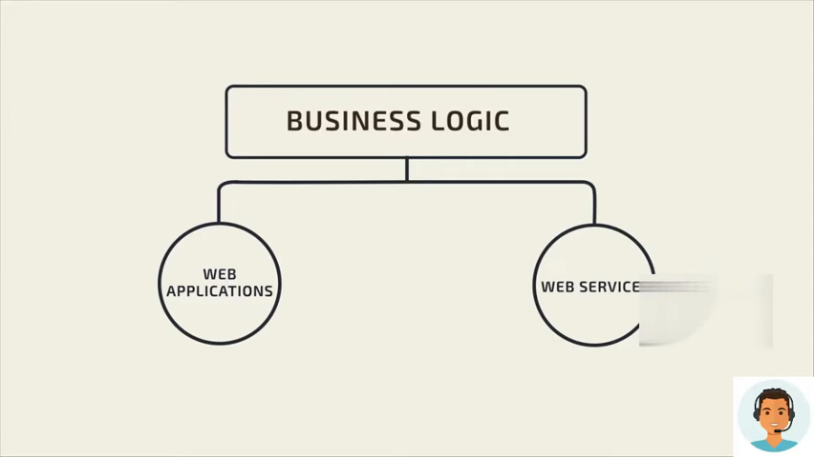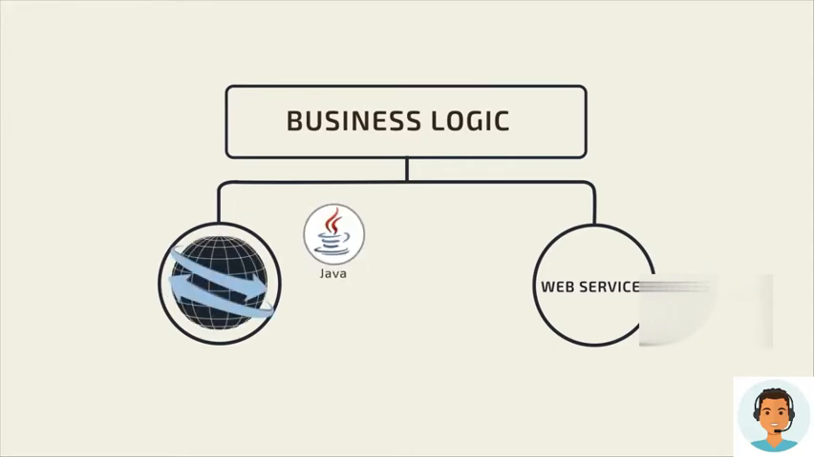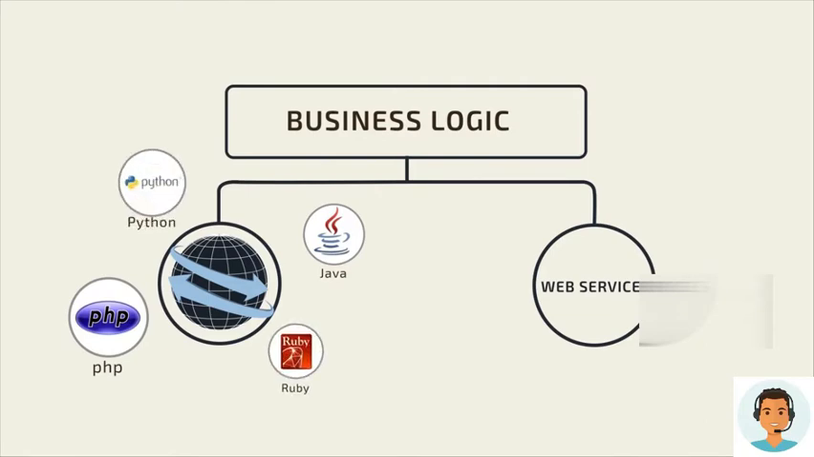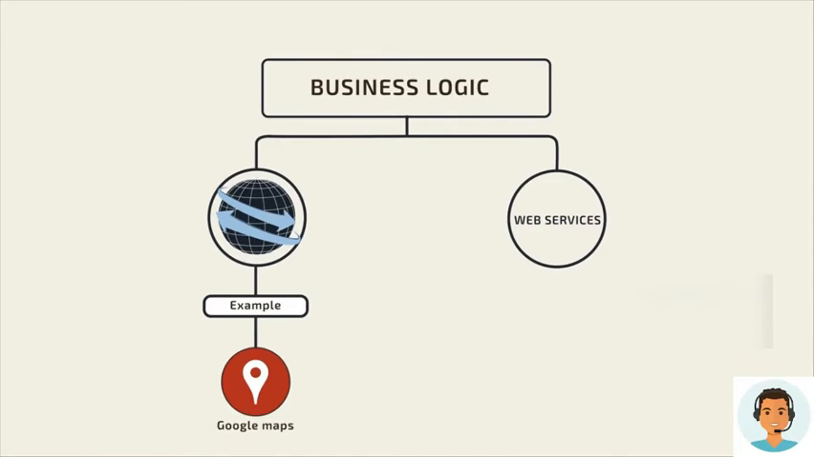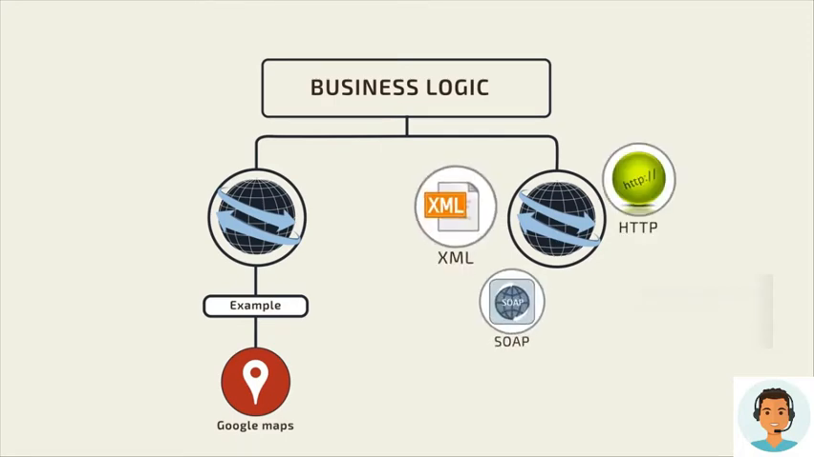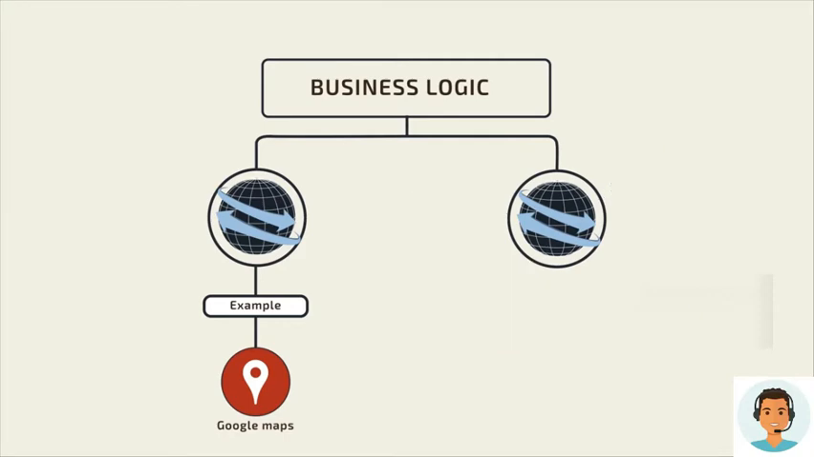What is a web application? It is a program written using packages such as Java, PHP, Python, Ruby, etc. to accomplish a task. Example, Google Maps. What is a web service? When a web application uses open standards such as XML, SOAP, and HTTP to provide interoperability between applications running on different platforms, they are termed as web services.